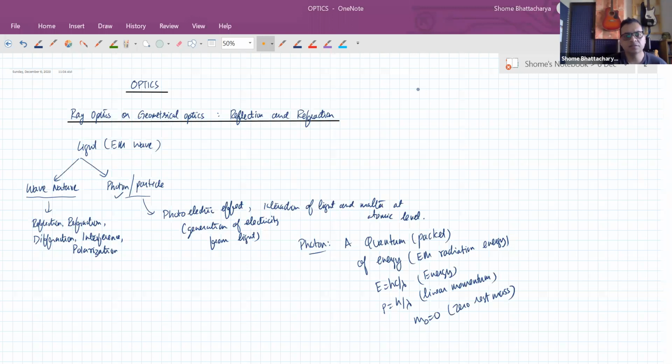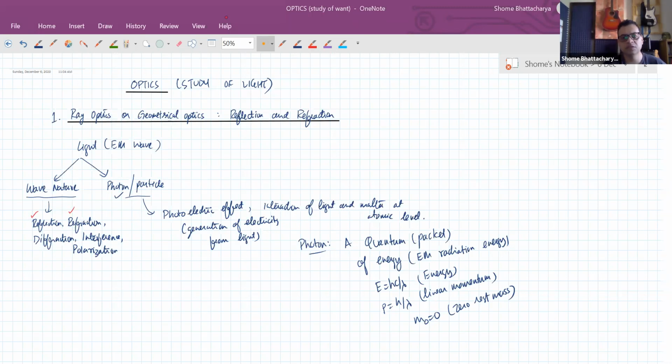Optics is the study of light, both experimental and theoretical. So the first part of optics is ray optics or geometrical optics, which is the study of reflection and refraction. And as I have explained here, reflection and refraction actually come from the wave nature of light. It is a consequence of light being a wave.